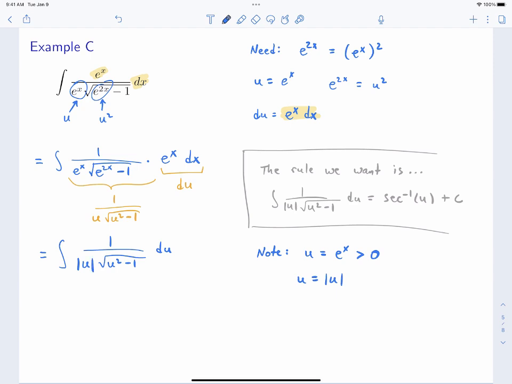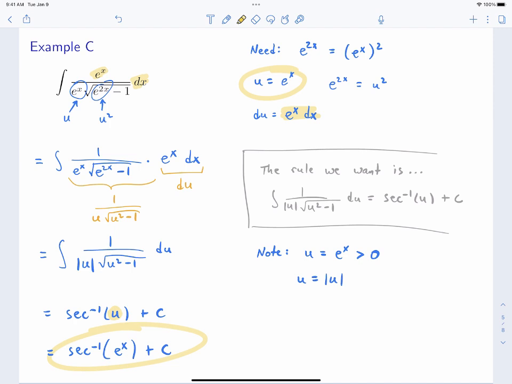And now we can apply this inverse secant rule directly, and that's going to give us inverse secant of u plus a constant. But what is u? This u right here is, of course, e to the x. So we just plug in u equals e to the x. And this gives us inverse secant of e to the x plus a constant. And that is, in fact, our answer.